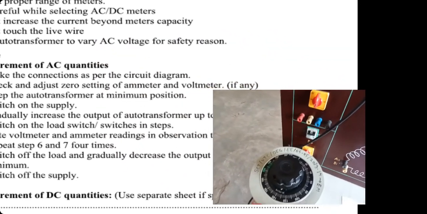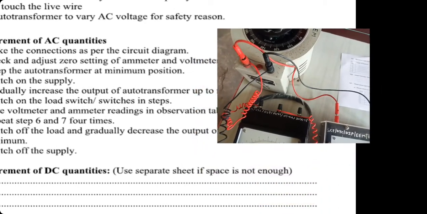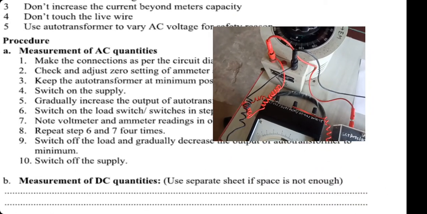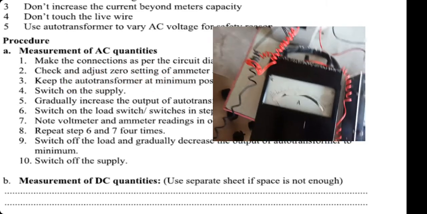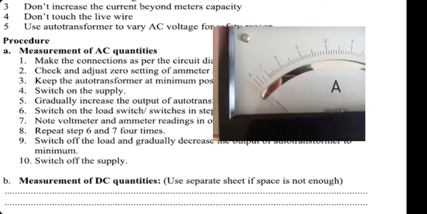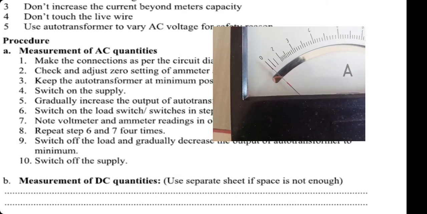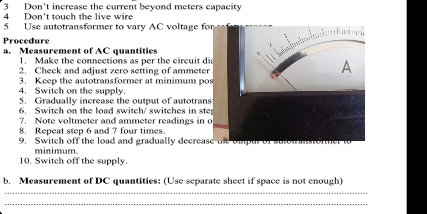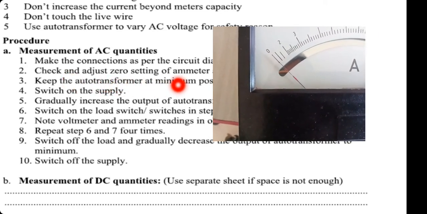Make the connection as per the circuit diagram. I have connected the whole circuit as per the circuit diagram. Then check and adjust the 0 setting of the ammeter. In the mirror image, we can see the ammeter is exactly at the 0 position.